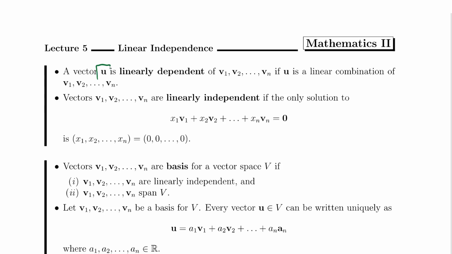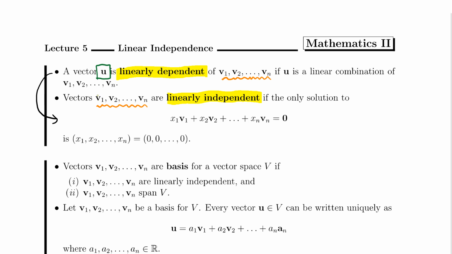Vector u is linearly dependent on vectors v1 to vn if u is a linear combination of v1 to vn. So this is actually just giving a new name to old stuff. However, a more interesting definition is when the opposite of this happens. I'm going to say that vectors v1 to vn are linearly independent when the opposite of the above happens.